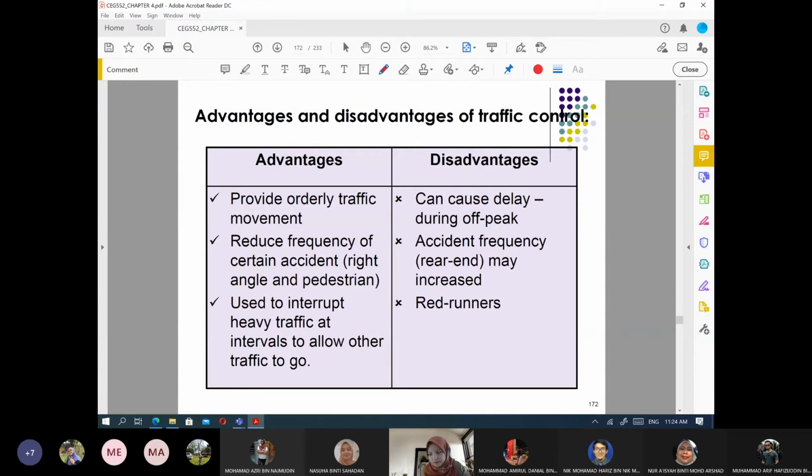And you have red runners. Yang those they don't omit to red lights. Okay, they still run off the red lights. Okay, so these are the problems that you can see.